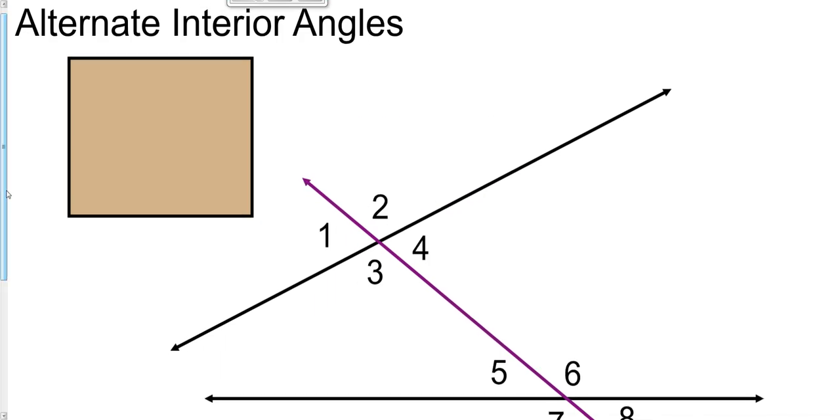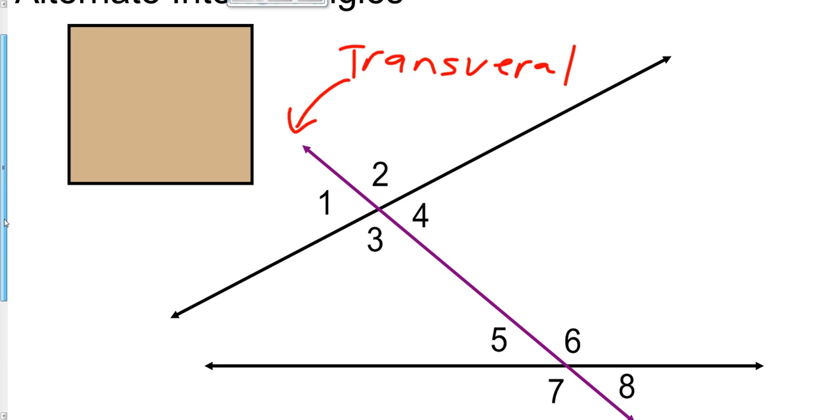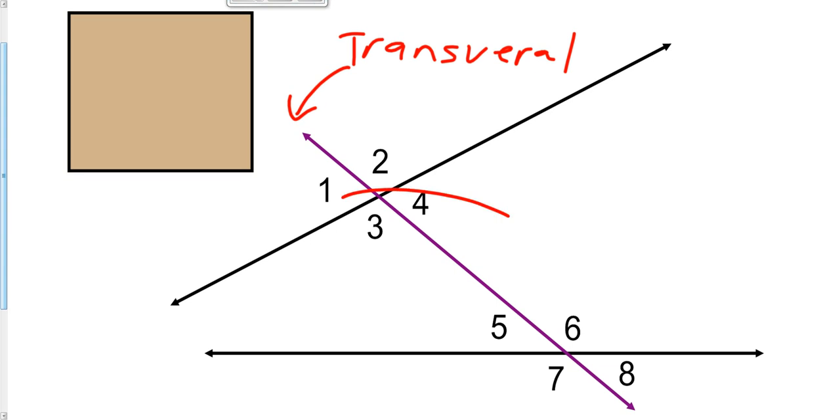Next one is alternate interior angles. If you just think about the word alternate, it means like opposite sides, left side, right side, up side, below, whatever. So here's the transversal again, this purple line. And so opposite sides is going to be like left side of the transversal versus right side of the transversal. And interior means like inside. And so 3, 4, 5, and 6, those angles are on the interior. They're between the two lines that the transversal intersects. 1, 2, 7, and 8 are on the exterior.